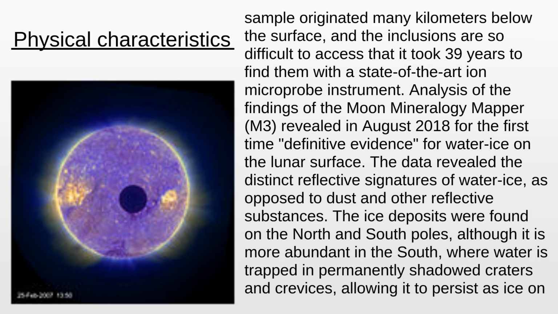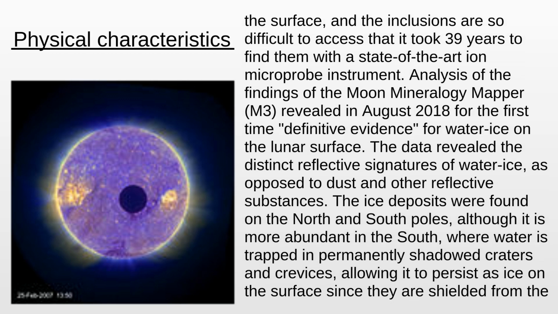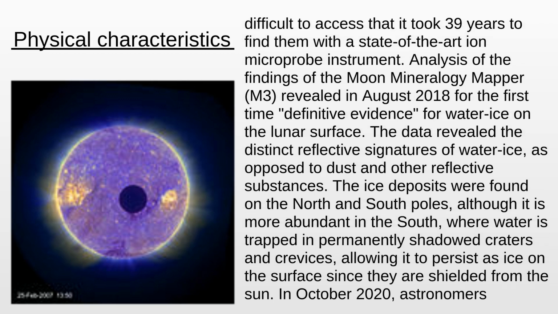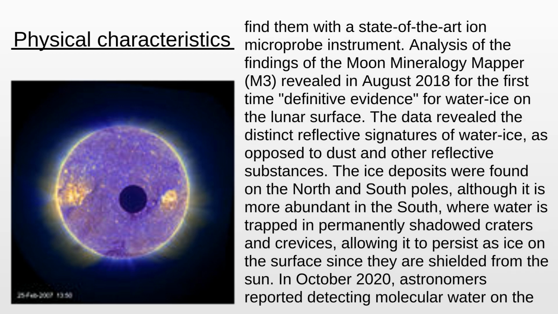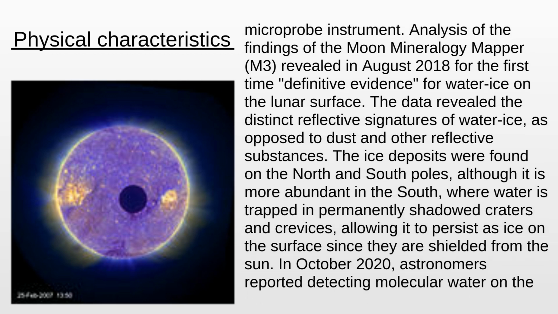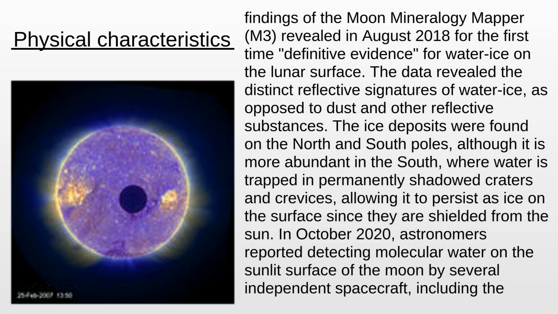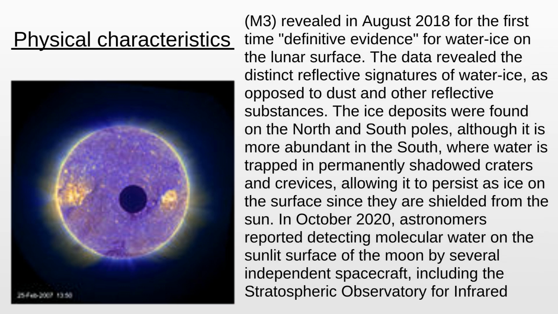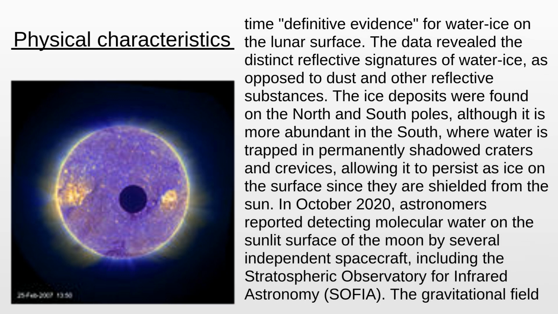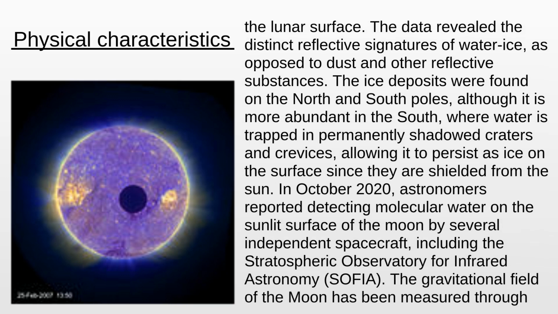The sample originated many kilometers below the surface, and the inclusions are so difficult to access that it took 39 years to find them with a state-of-the-art ion microprobe instrument. Analysis of the findings of the Moon Mineralogy Mapper, M3, revealed in August 2018 for the first time definitive evidence for water ice on the lunar surface.